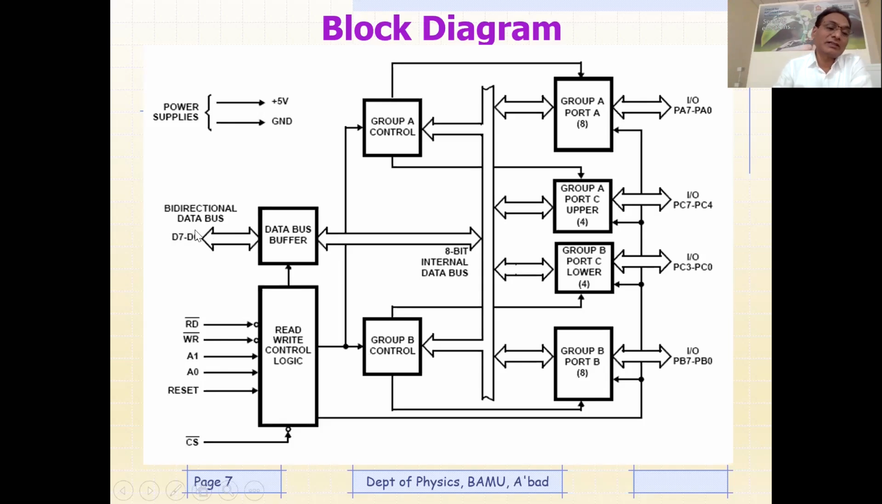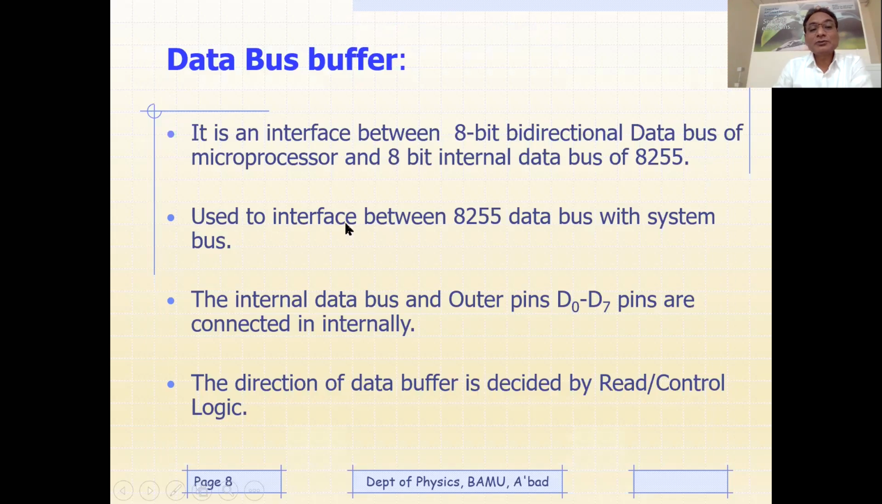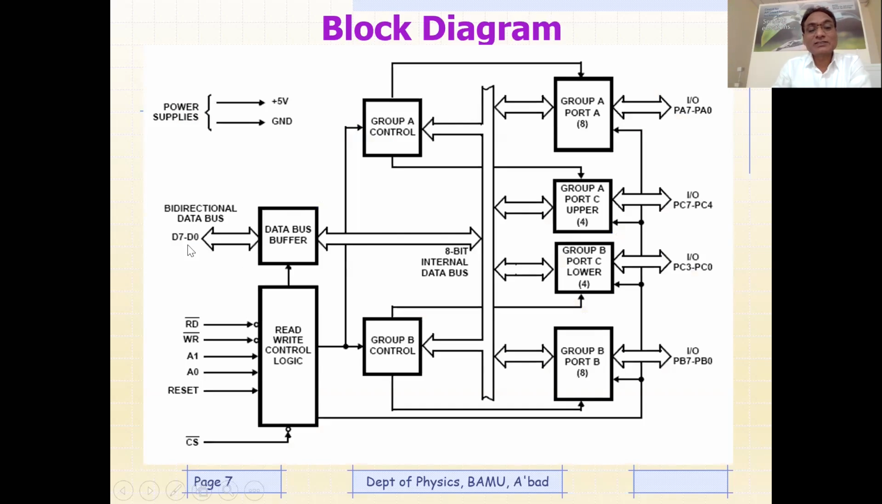Out of 16 bits, only 8 bits are being used, right? And this is the interface between the 16-bit data bus and the 8-bit internal data bus. It is used to interface between the 8255 data bus and the 16-bit bus, as I mentioned earlier. The internal data bus and outer pins D0 to D7 are connected internally. Right? So this is going to be connected to these pins through this data bus buffer.